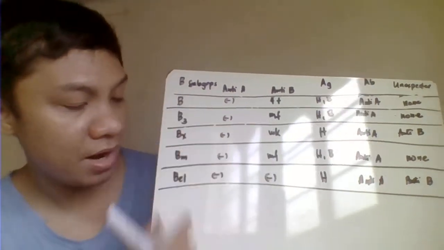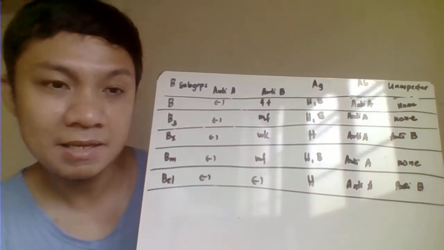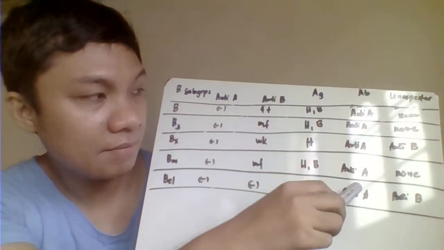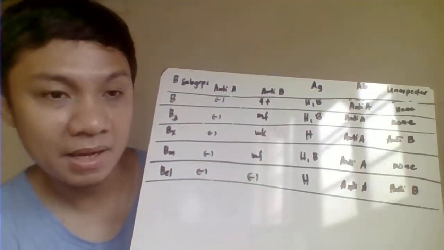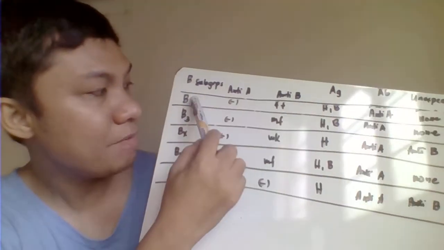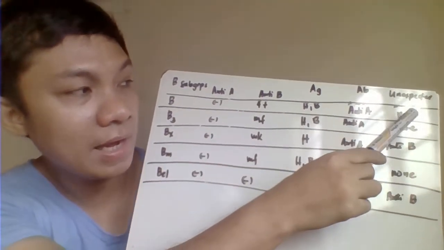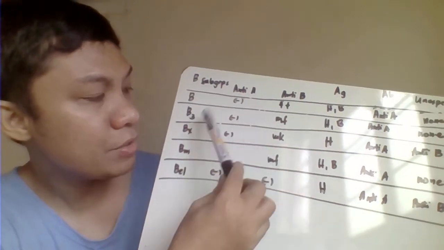So, since all of them are type B, ang type B natin may anti-A antibody. So, lahat sila. But notice here, they're unexpected antibody. So, for your B, since may H and B siya, so wala kang unexpected antibody. Same true with your B3.